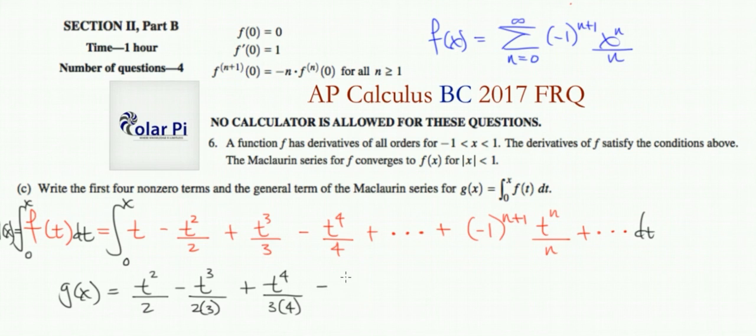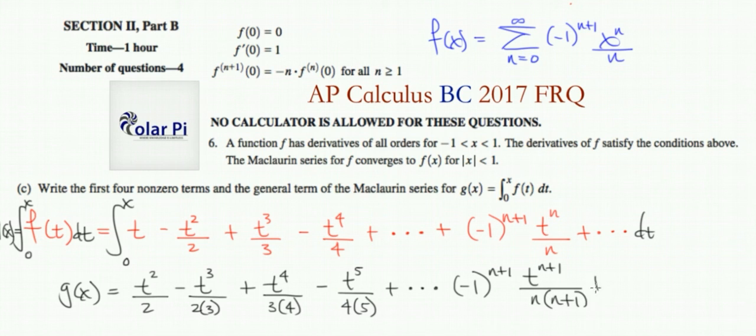And so minus t to the fifth divided by 4 times 5, and then plus dot dot dot, and then it's going to be -1 to the n plus 1, and then clearly t to the n plus 1 divided by n times n plus 1, right? I don't like that n in the denominator, so n times n plus 1. Okay, cool. And then plus dot dot dot.